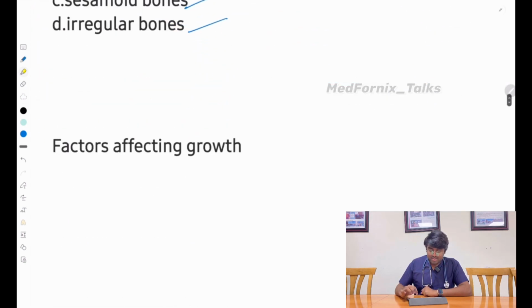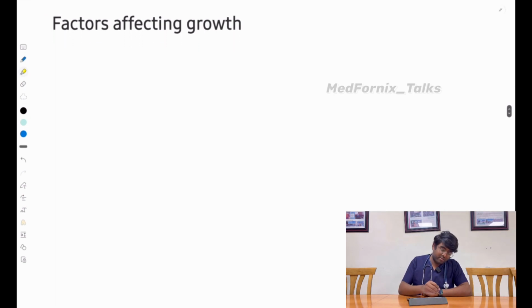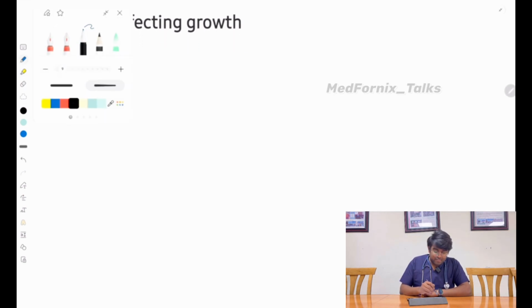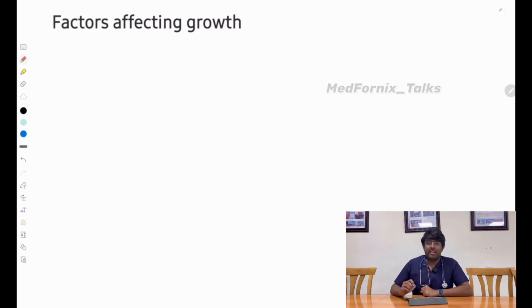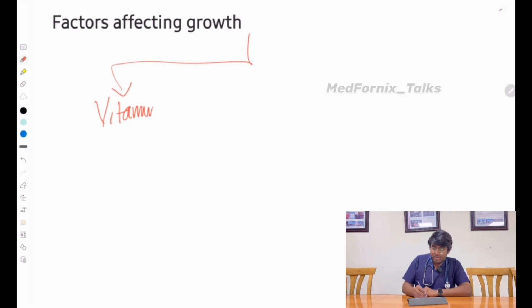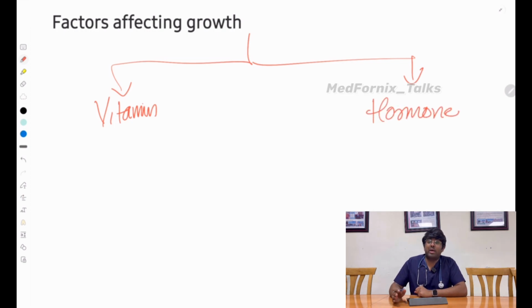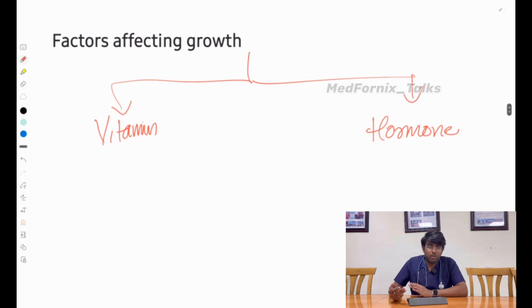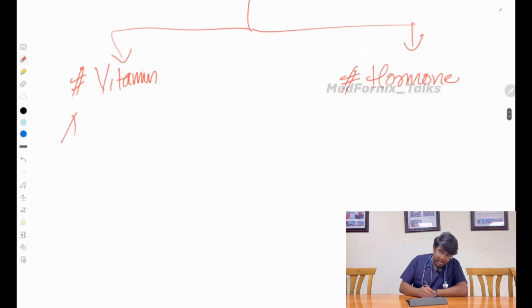Next, factors affecting growth. This is not a question, but I have to explain something about this matter. What are the factors affecting growth? There are 2 factors affecting growth. The first one is vitamins, and the next one is hormones. Then you may say, okay, then only vitamins and hormones are needed to form the bones. No, I want protein, carbohydrates, minerals, fat, everything. But among all these, vitamins and hormones are more important. I want 2 major vitamins, vitamin A and vitamin D.